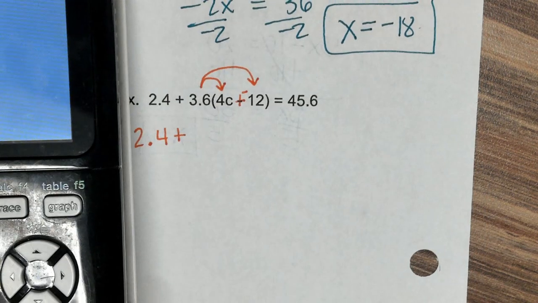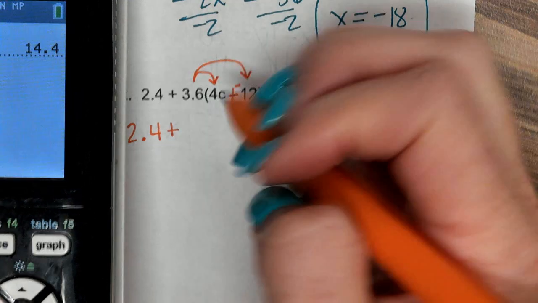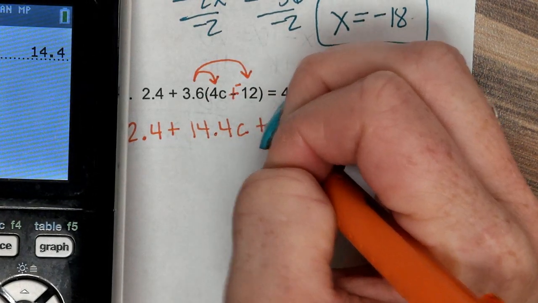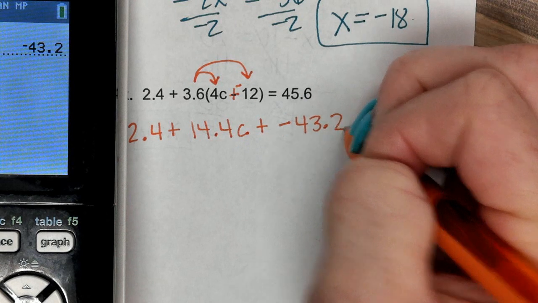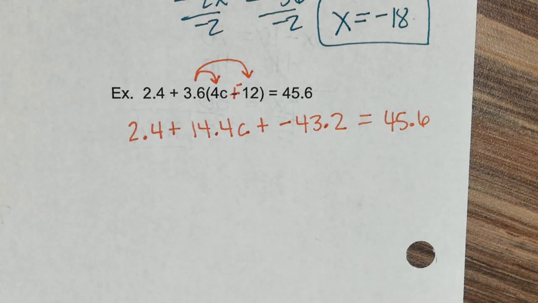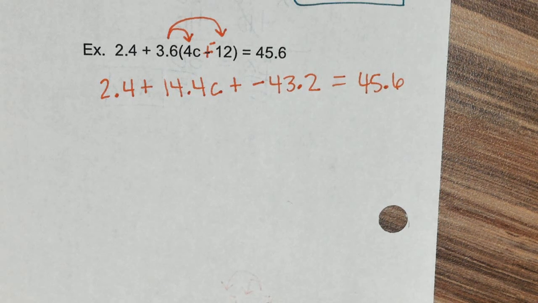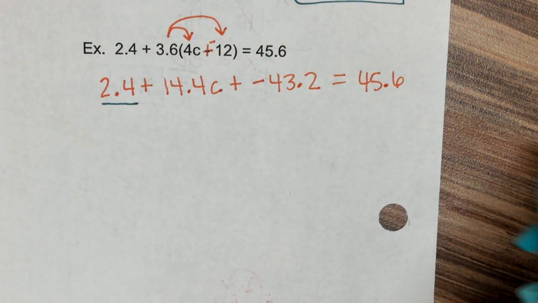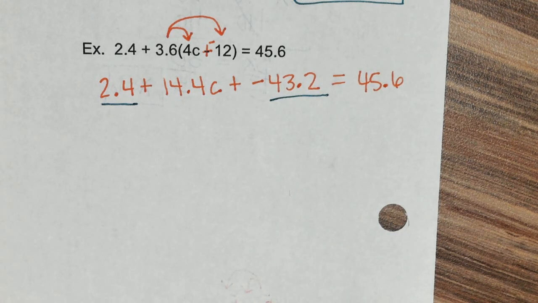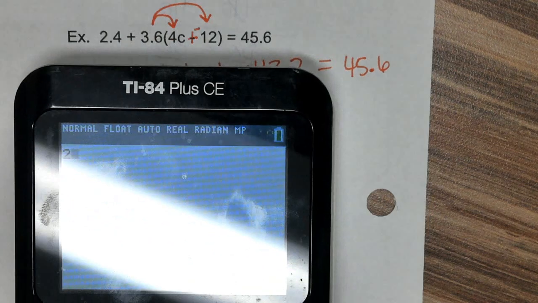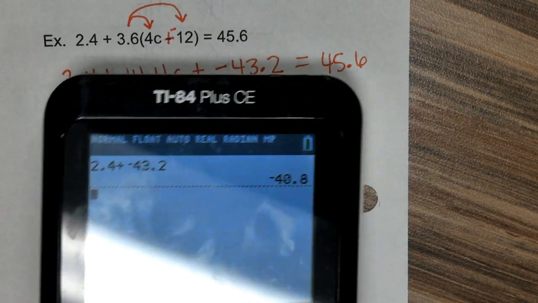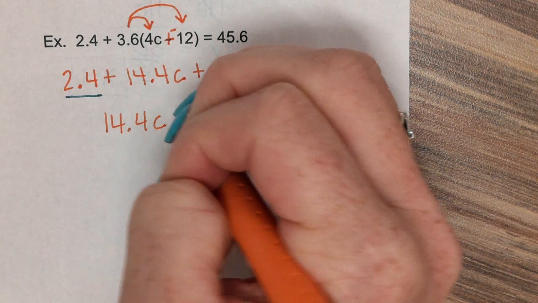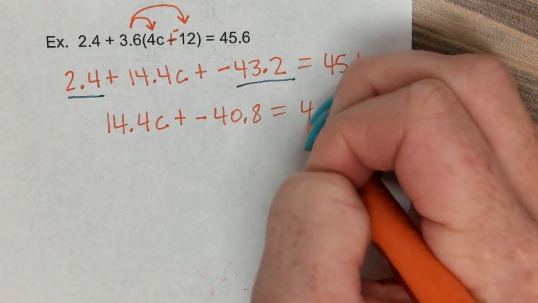Before I do that, I'm just going to write 2.4 plus. All right, 3.6 times 4 is 14.4. So plus 14.4C plus 3.6 times negative 12 is negative 43.2, and that is equal to 45.6. Are there any like terms I can combine? 2.4 and plus negative 43.2. And again, I would just punch that in my calculator. 2.4 plus negative 43.2 is negative 40.8. So I have 14.4C plus negative 40.8 equals 45.6.